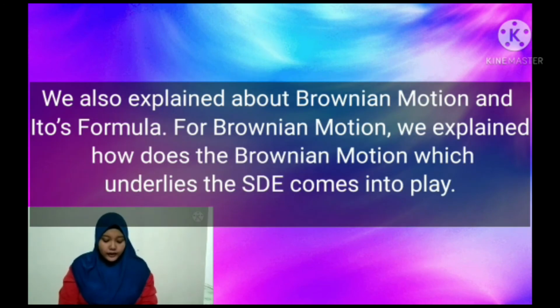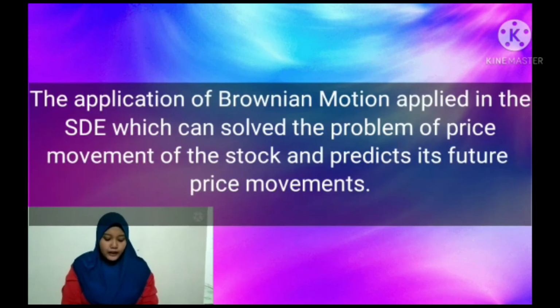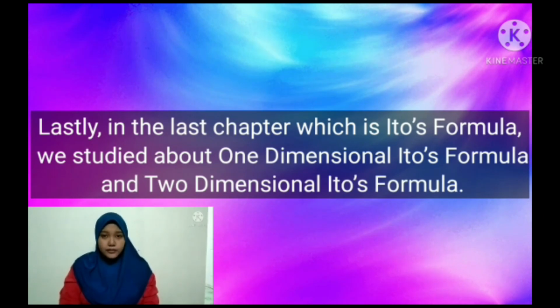We also explain about Brownian motion and Ito's formula. For Brownian motion, we explain how the Brownian motion, which underlies the SDE, comes into play. The application of Brownian motion in the SDE can solve the problem of price movement of the stock and predict its future price movement. Lastly, in the last chapter on Ito's formula, we studied the one-dimensional Ito formula and the two-dimensional Ito formula.